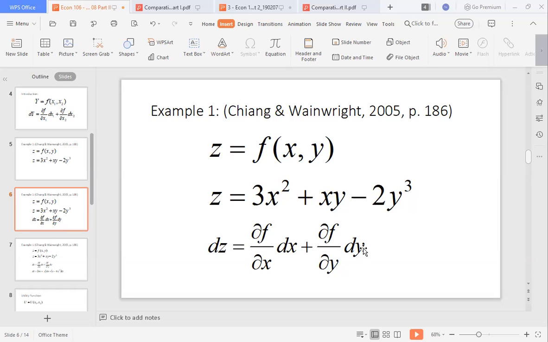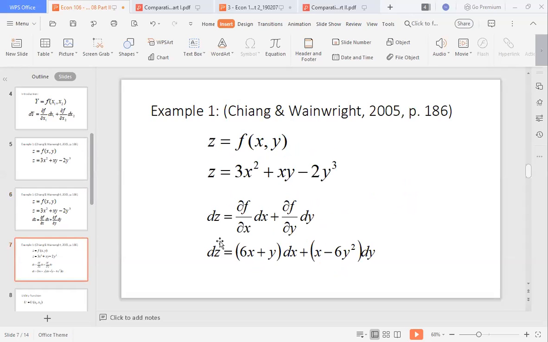But there's one lacking. Yes, Ferrer, you were raising your hand, I think. The partial derivative of f all over partial derivative of y is x minus 6y squared. Good, thank you. So again, getting the partial derivatives thus multiplied into the change in x and the change of y will have this one here.